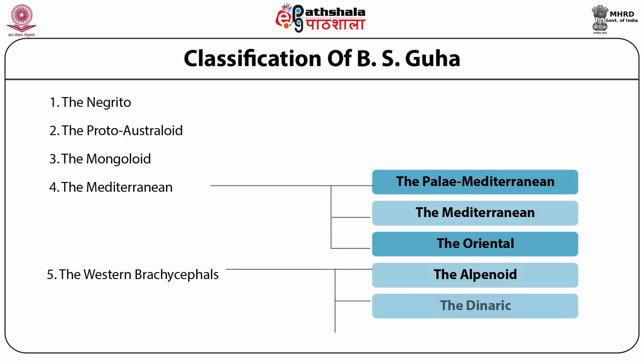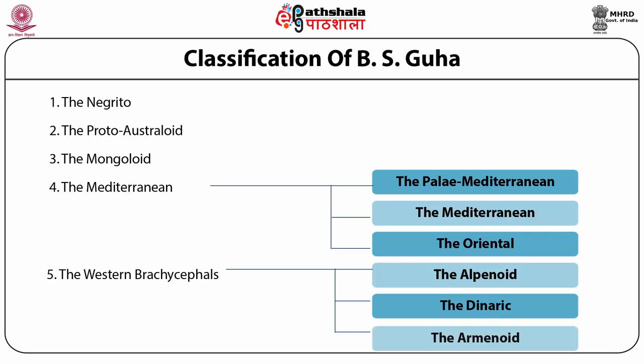Then Dinaric. Among these people, the head is broad with rounded occiput and high vault, nose is very long and often convex, stature is tall, face is long, forehead is receding, skin color is darker, eye and hair are also dark. This type is represented in Bengal, Odisha and Coorg. The Brahmins of Bengal and the Brahmins of Mysore are also some of the representatives.